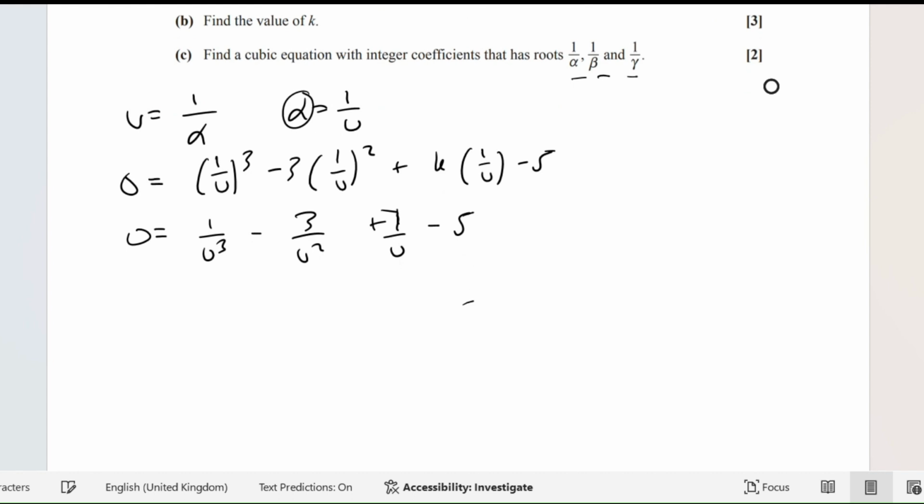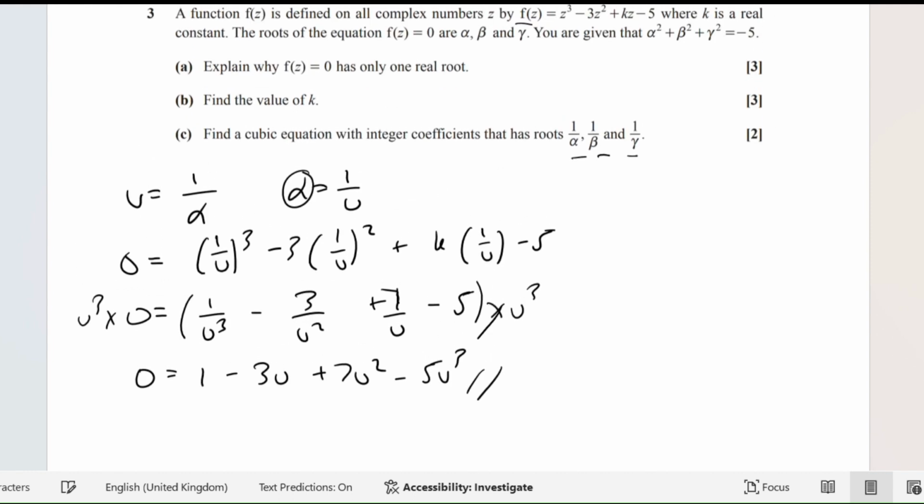Now if we multiply both sides by u cubed, u cubed times 0 is again 0, then u cubed times 1 over u cubed is 1. Then this would give us 3u plus 7u squared minus 5u cubed. And that's our final answer for part C.